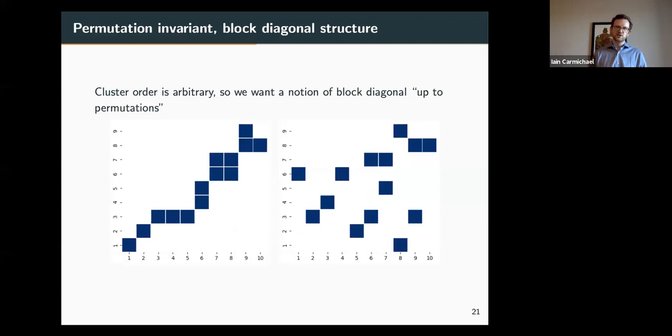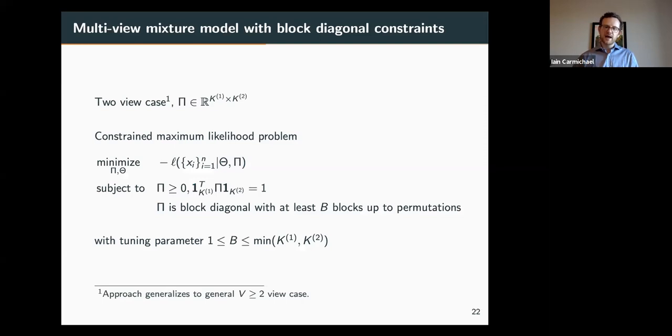Of course, like I mentioned, the cluster ordering is arbitrary. So we don't really want to just talk about block diagonal matrices. We need some notion of a matrix that's block diagonal up to permutations. The matrix on the left, you can see the block diagonal structure. The matrix on the right, all I've done is permute the rows and columns. We want to consider both of those block diagonal in some sense. And so how do we do that? I'll come back to that question in a minute.